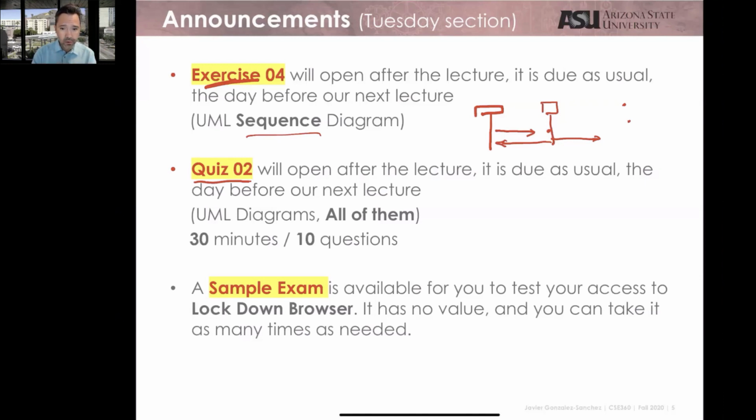Quiz 2 is all about diagrams. Which diagrams? All of them. Use cases, class diagrams, state machine diagrams, activity diagrams. The goal for the quiz, 10 questions, 30 minutes. Obviously, it's part of your grade, but my goal is that the quiz is kind of your preparation for the exam. You can take the quiz and maybe some questions from the quiz are going to be also in the exam. You can have an idea about your preparation regarding the diagrams for the exam.